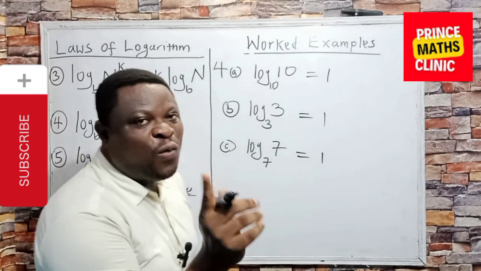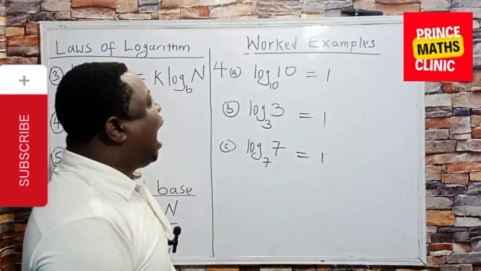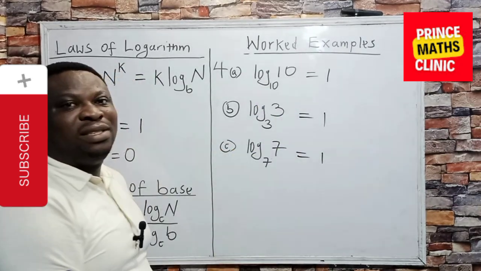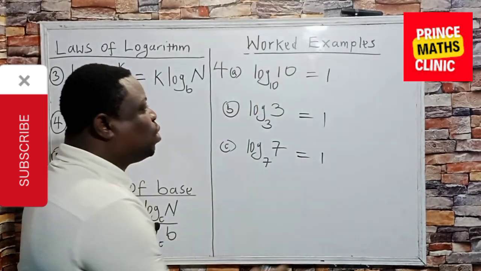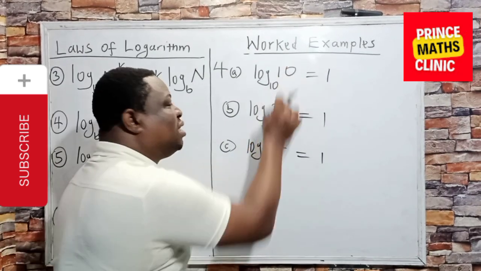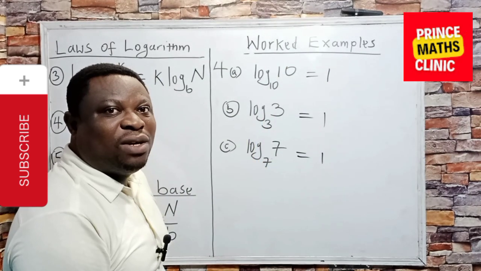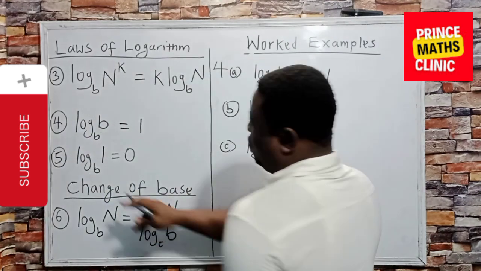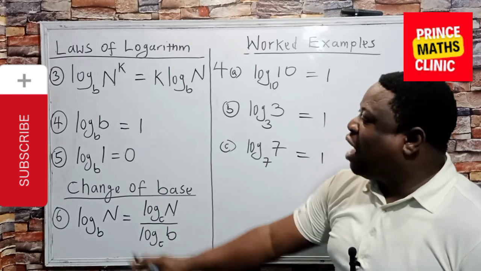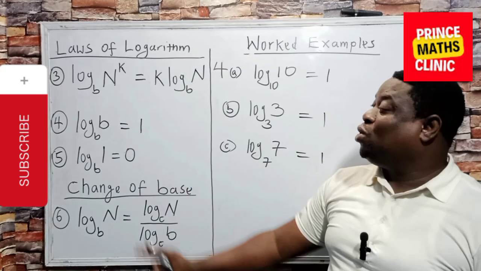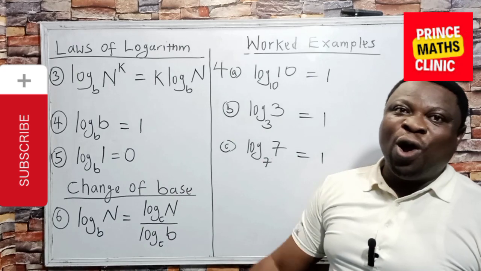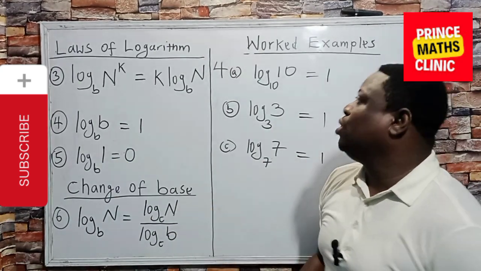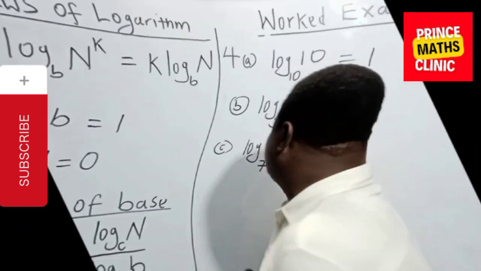Now, a note of warning. As long as the log is not 1, this rule holds. Once the log is 1, there is another law that works for it, and that takes us to law number 5. That is, when you have log 1 to any base, the result will always give you 0. Logarithm of 1 to any base will always give you 0. Now let's look at some examples.